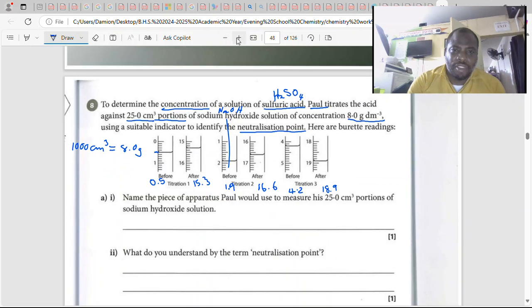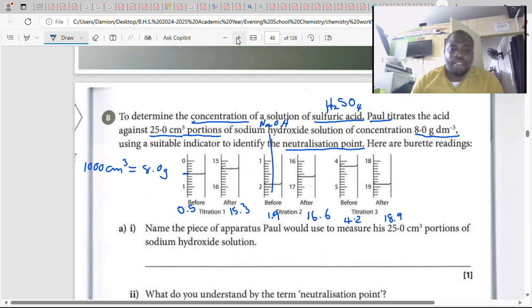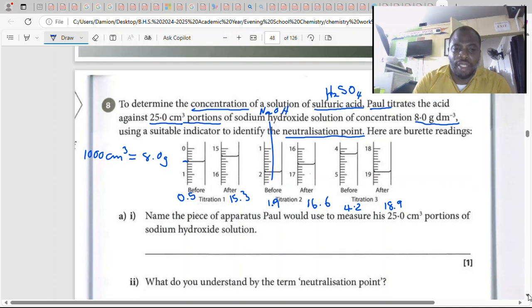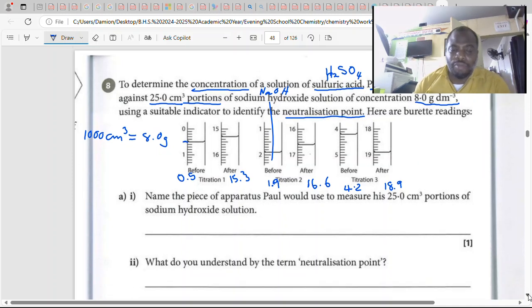It's a little bit back. All right, so it says, name the piece of apparatus Paul would use to measure his 25 centimeter cube portion of the sodium hydroxide. What did we say he would use to measure that? The pipette. So you'll use the pipette, and not just any pipette, but a pipette that would measure out the 25.